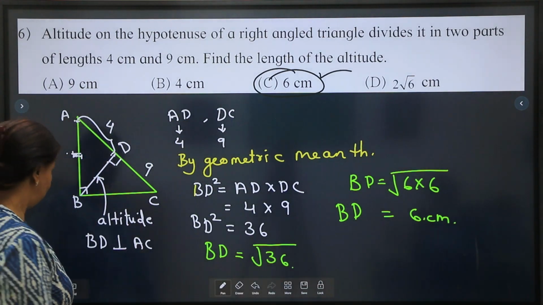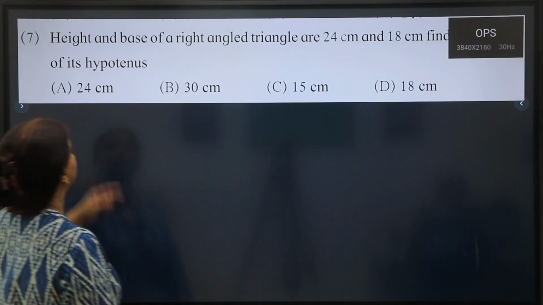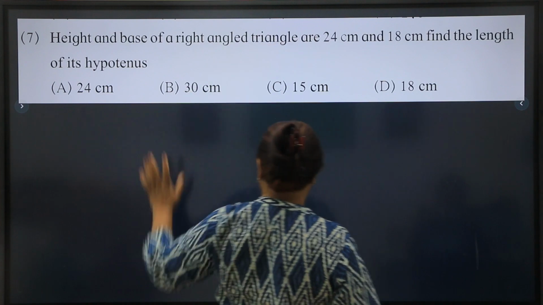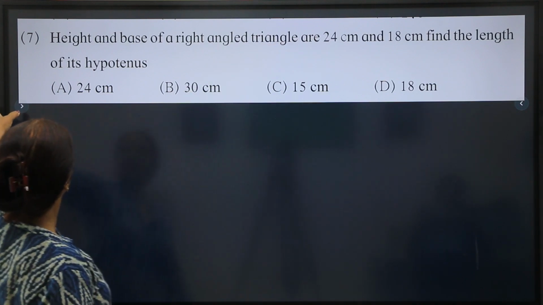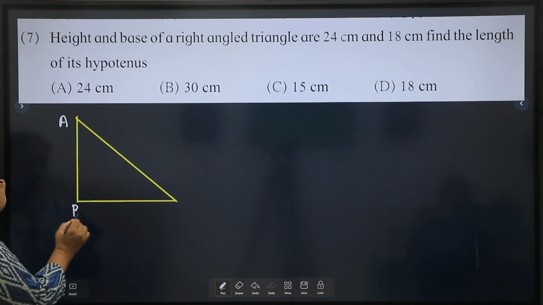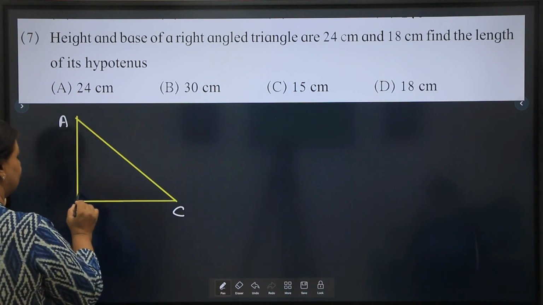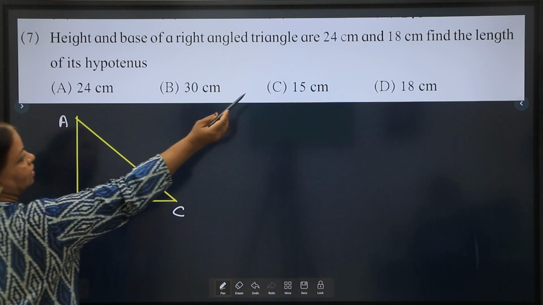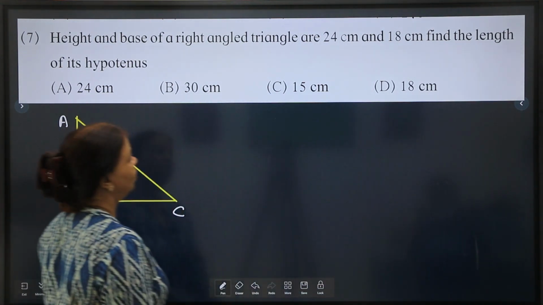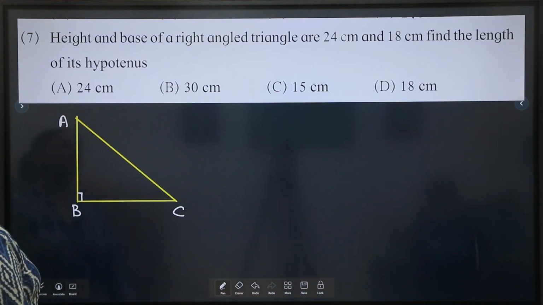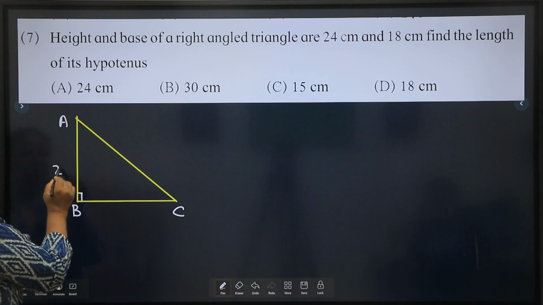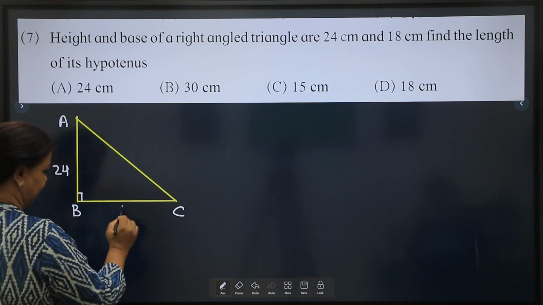Let's move to the next question, children. The 7th one: the height and the base of the right angle triangle are 24 and 18. So let's draw a right angle triangle. Label it as A, B, C. The height is given. How much is the height? 24. And what is the base? The height and the base. Yeah, the height is 24 and the base is 18.